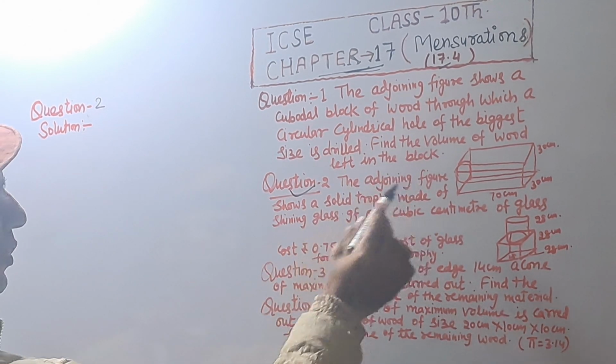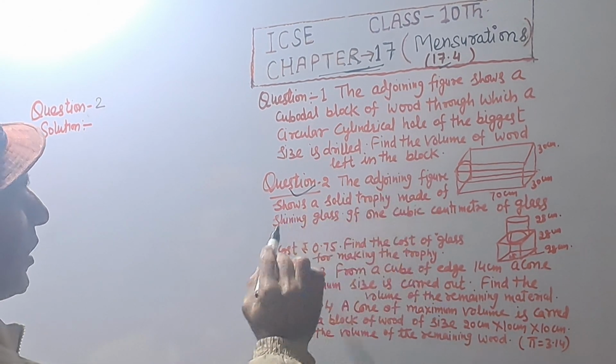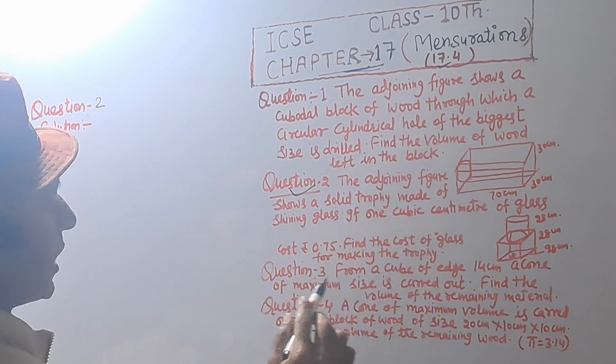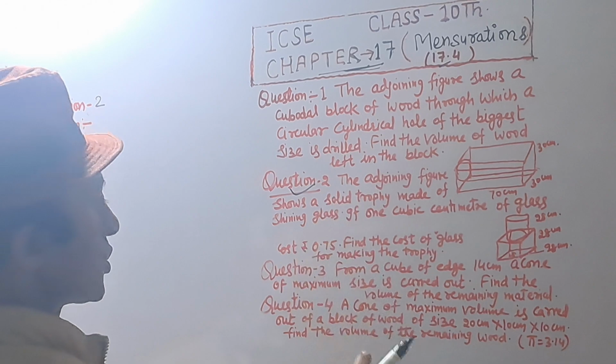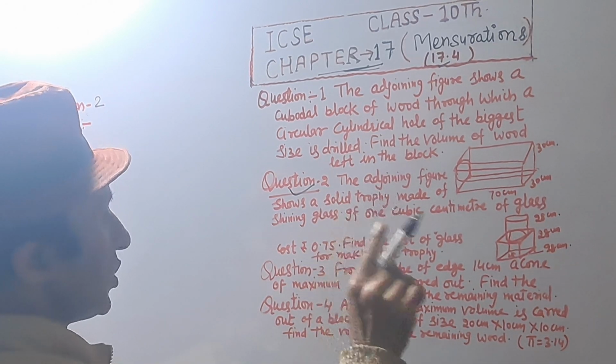Question number 2. The adjoining figure shows a solid trophy made of shining glass. If 1 cubic centimeter of glass cost rupees 0.75, find the cost of glass for making the trophy.